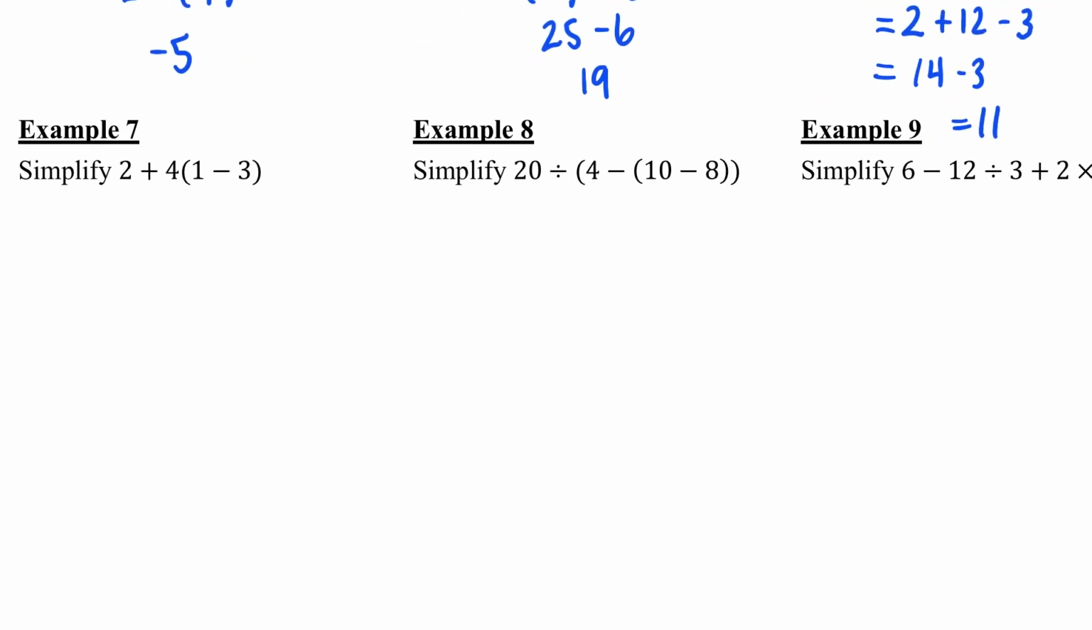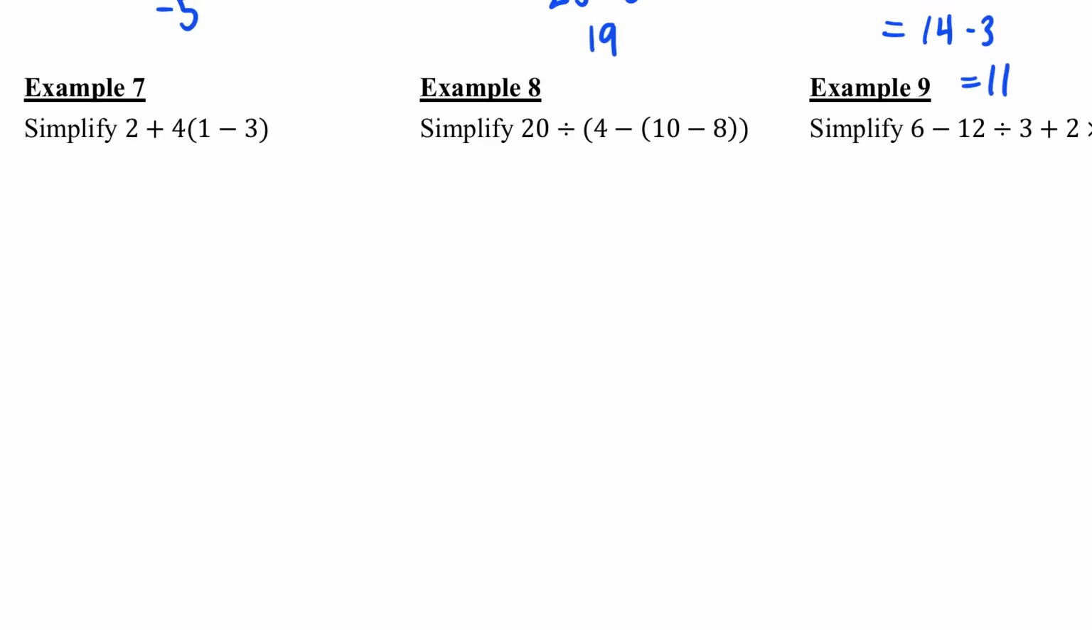Okay, how about this one here? 2 plus 4 times 1 minus 3. So we have to do parentheses first. So 1 minus 3 is negative 2. So then we have 2 plus 4 times negative 2, which is negative 8. So this is really like 2 minus 8, which is negative 6.